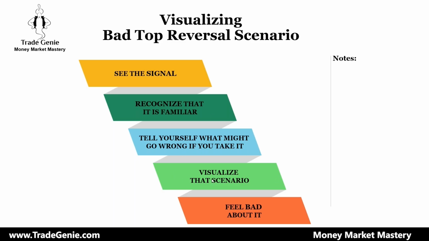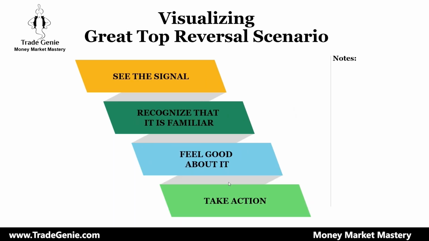If you're creating a scenario, maybe you need to do something to turn around these two steps. And don't force it, like, okay, now she said I need to feel good about it. Not like that. You really feel good about it, and then you take bold and courageous action. So this is a bad scenario, visualizing a bad top reversal scenario. So don't do this. You need to do it like this.